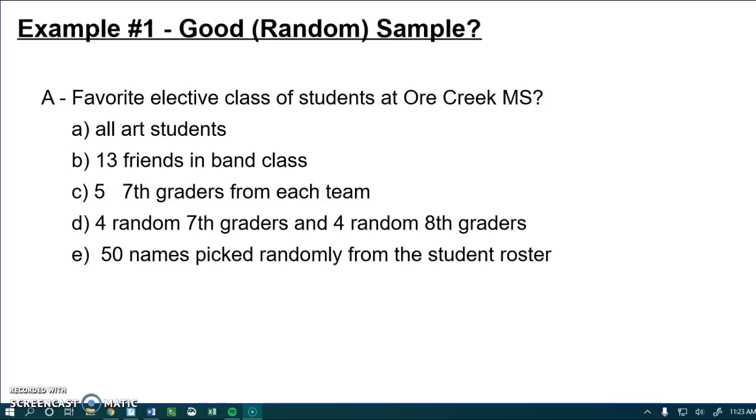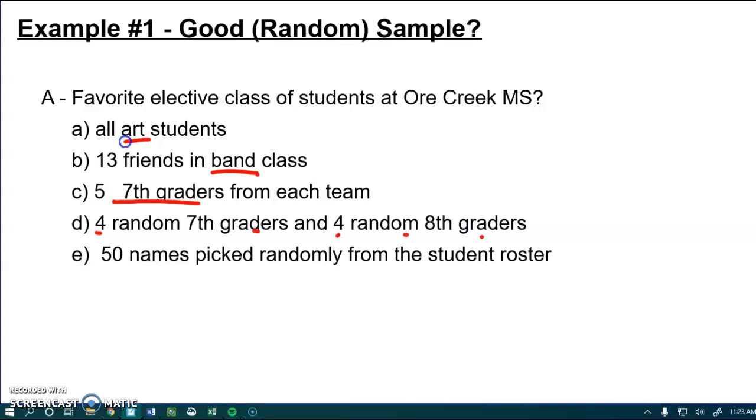Okay, let's see. If you only talk to art students, that would be a biased sample. You're not talking to everybody in the school. 13 friends in band class. Again, they're probably going to be biased. That's just from one group of different elective classes. If you only talk to 7th graders, okay, that's not talking to 8th graders, so you're not including them in your sample.